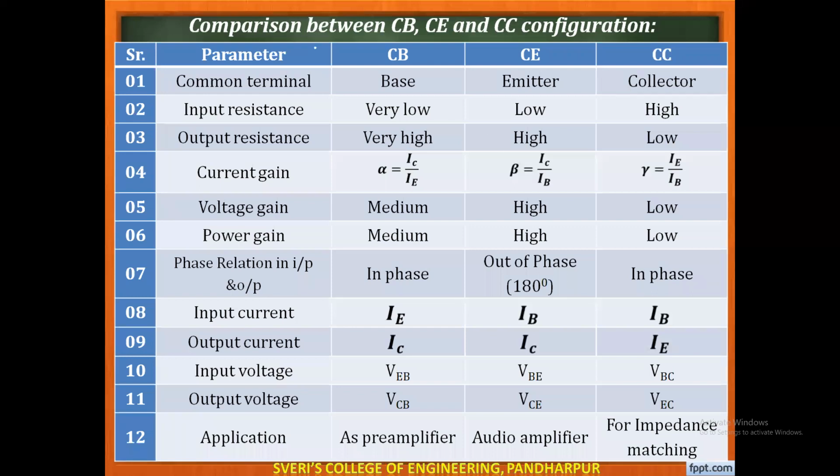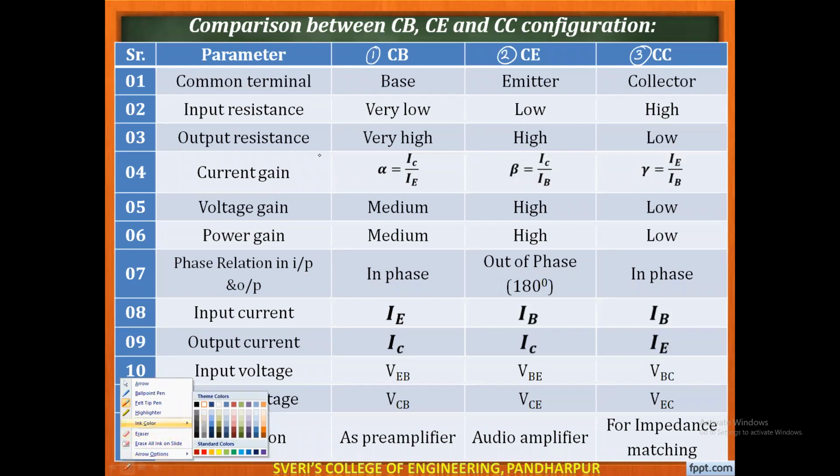Yes, sir. Okay. Now see what the basic parameters are. We know the three configurations: one is common base configuration, common emitter configuration, and the third one is common collector configuration. So the common terminal is base, emitter, collector. Now input resistance and output resistance. While looking at them, we will check both parameters simultaneously. Input resistance and the output resistance. Now see that for common base configuration, input resistance is very low and output resistance is very high. For common emitter configuration, input resistance is low, output resistance is high.